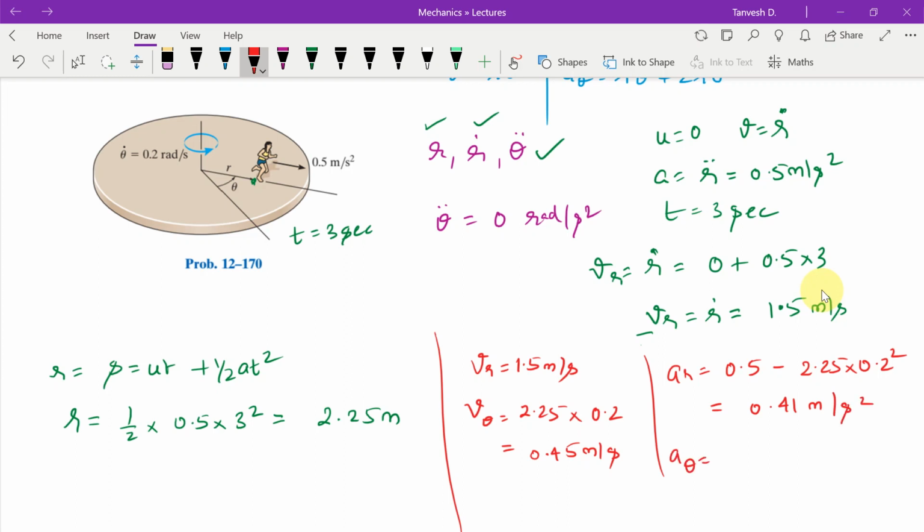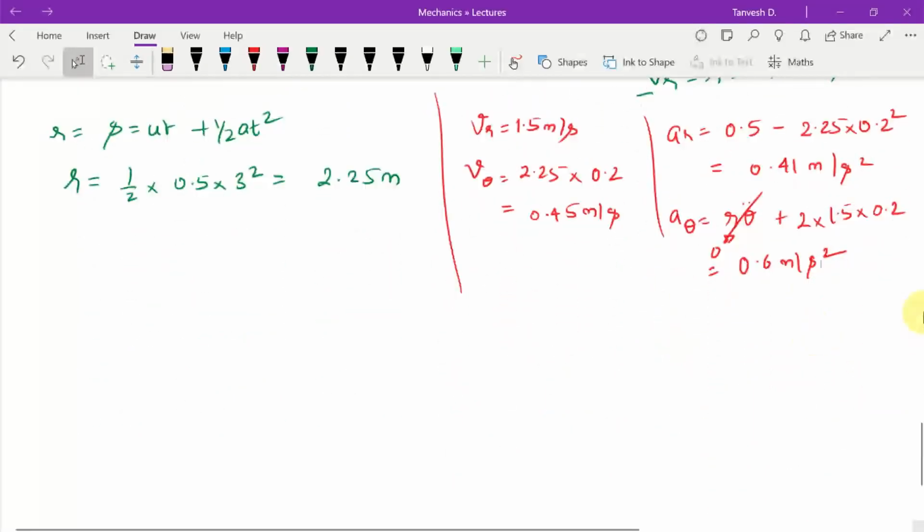A theta is r theta double dot plus 2r dot theta dot. Theta double dot we know is 0, so the first term r theta double dot is 0, plus 2r dot theta dot. That is 2 into r dot, which is 1.5, into theta dot, which is 0.2. So this is equal to 0.6 meters per second square.